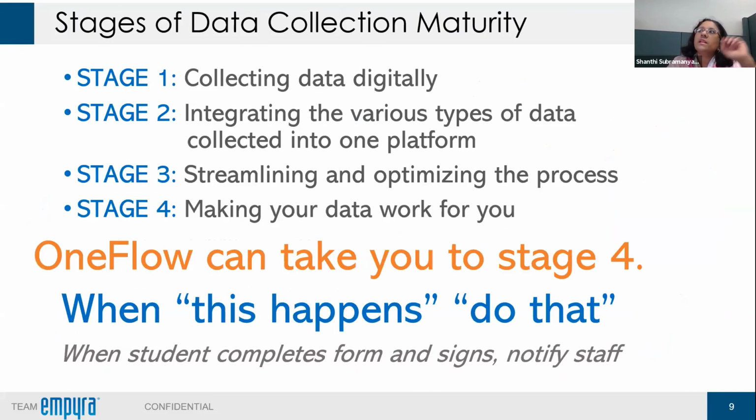So I look at data collection in stages of maturity. First is collecting data digitally, integrating all the different types of data into one platform is the next stage, streamlining and optimizing is the next, and making your data work for you. So what we do is enable you to go through all the stages or just jump to stage 4. So it can enable you to do things like when this happens, do that. You saw a simple example: when the form is completed, email.